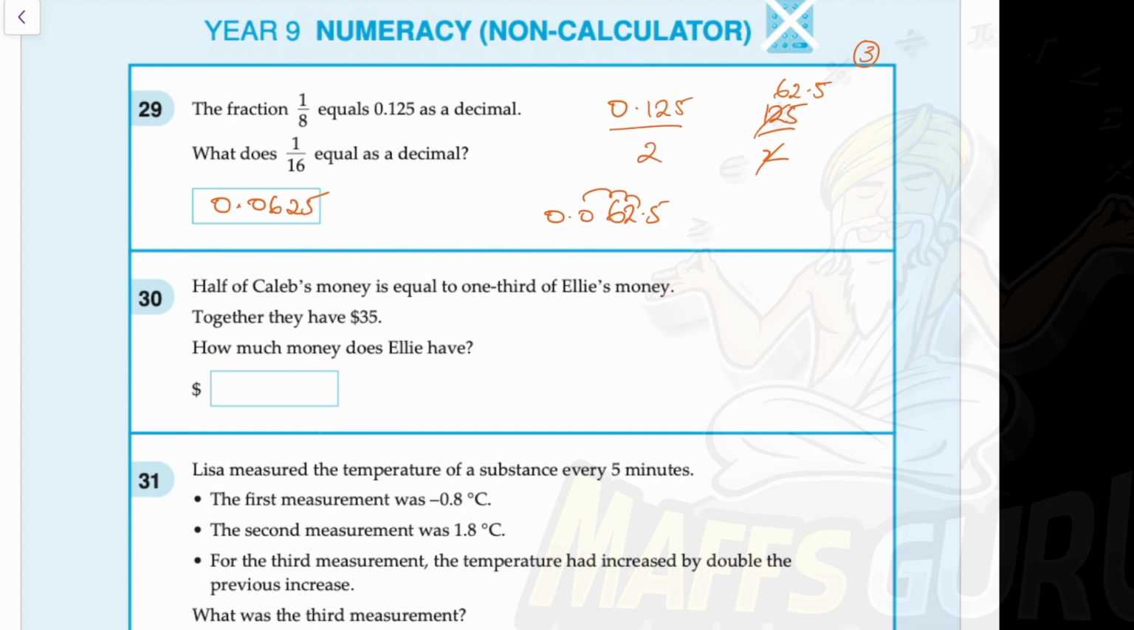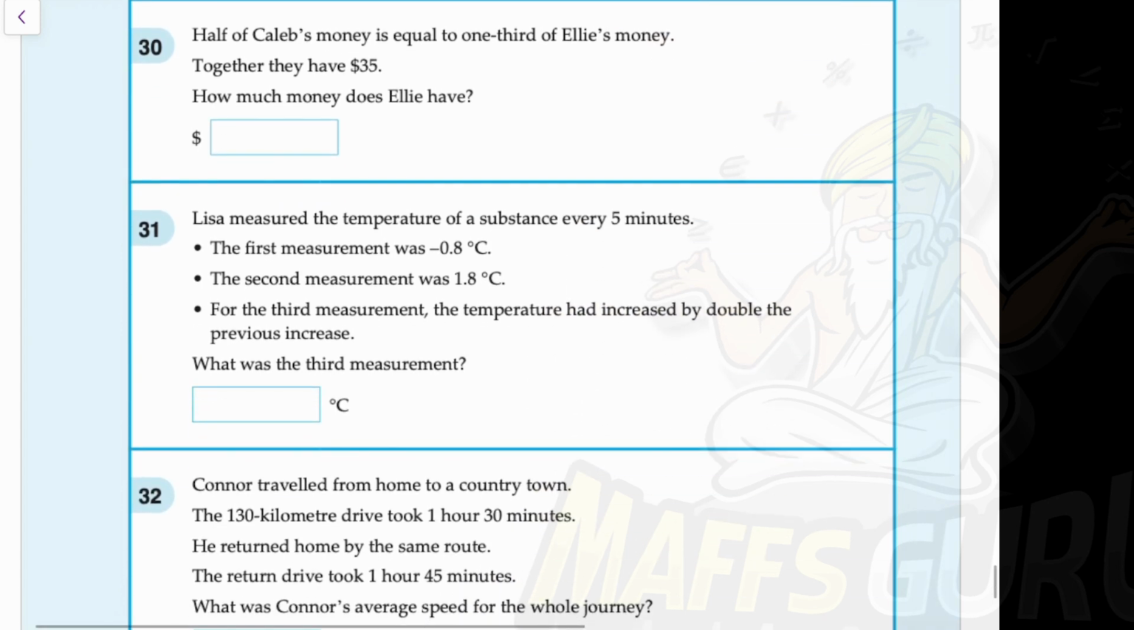Half of Caleb's money is equal to 1/3 of Ellie's money. Together they have $35. Half of Caleb's money is equal to 1/3 of Ellie's money.